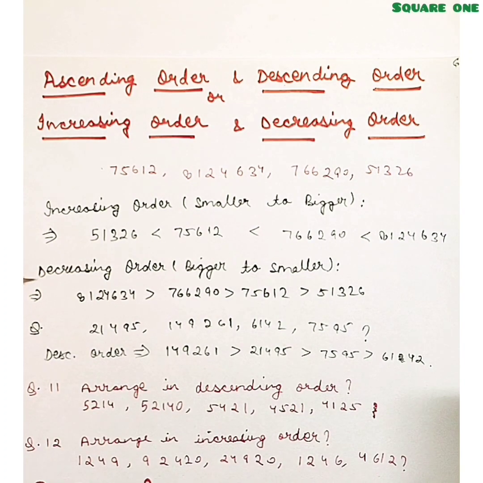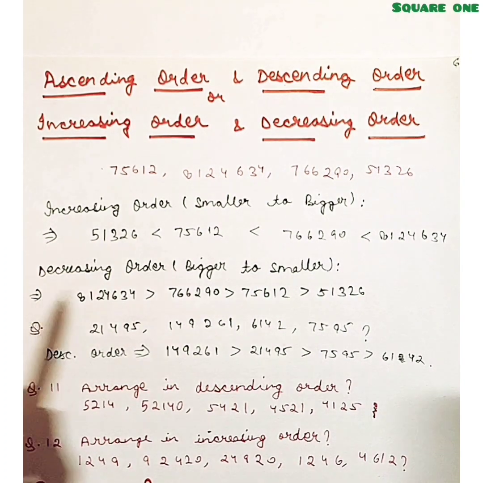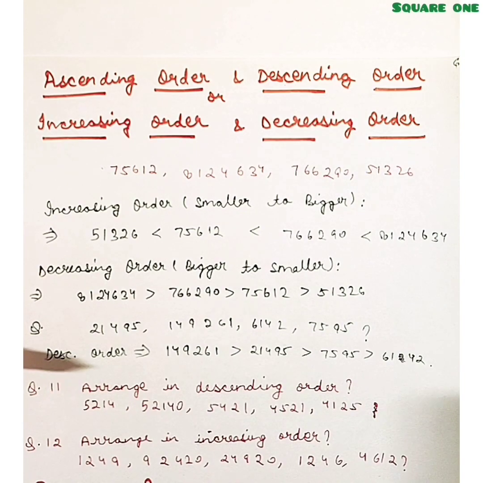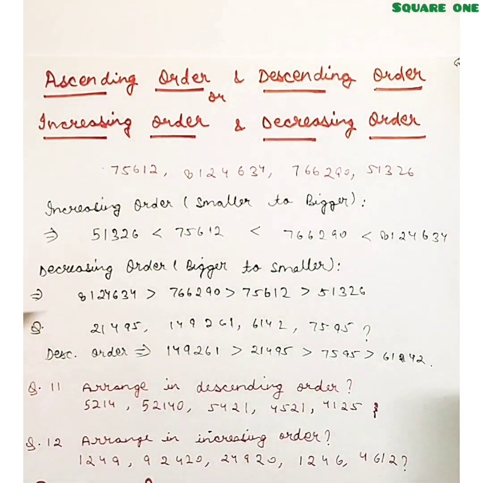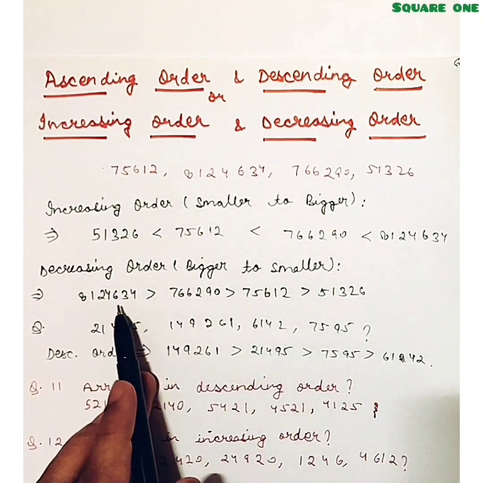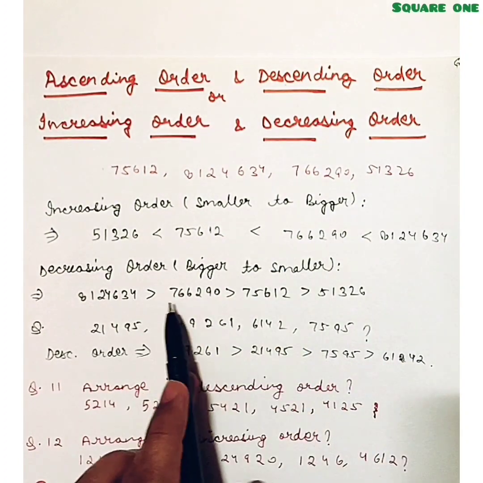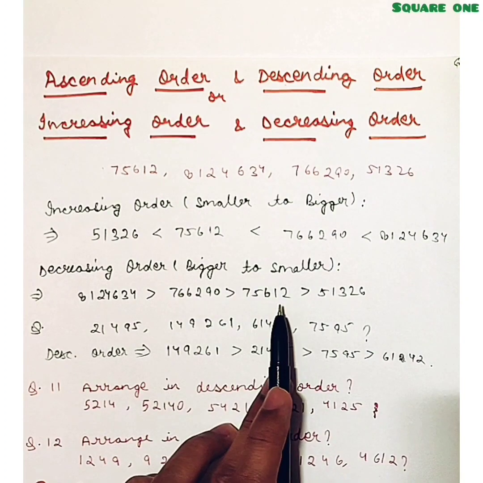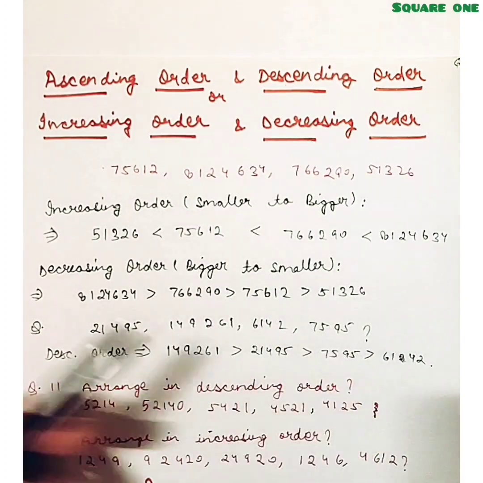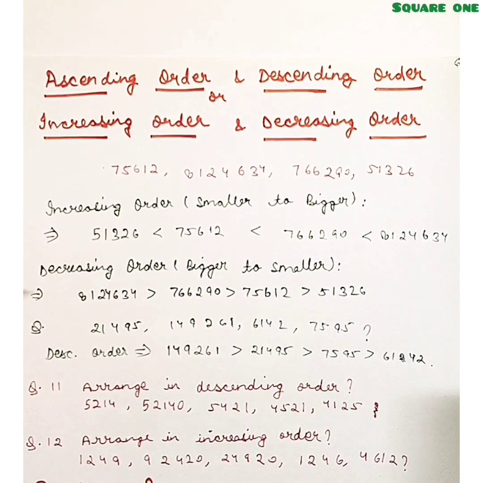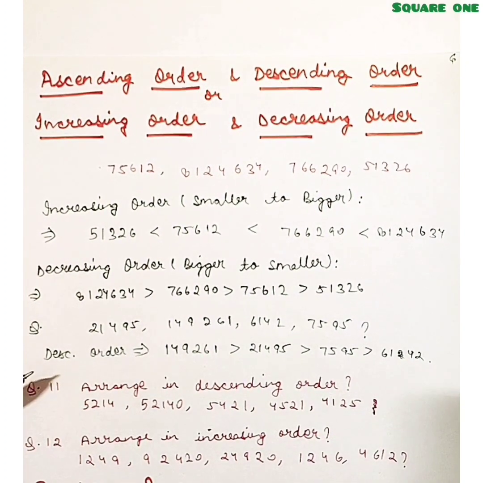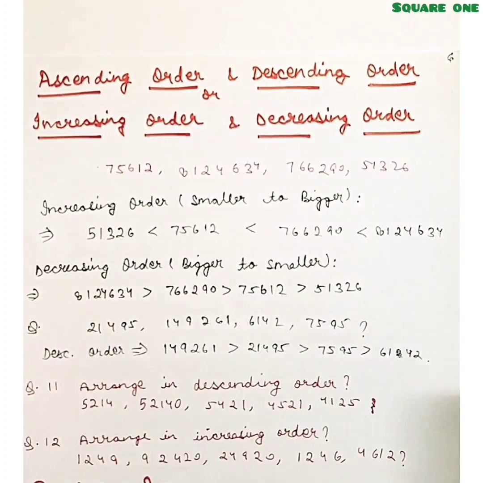Now decreasing order is simply the opposite of increasing order. In this, the numbers are arranged from bigger to smaller. So the biggest number was 812464. The next biggest number was 766290. The number smaller than this is 75612 and the smallest is 51326. So this is how we arrange numbers in increasing order and decreasing order. We have seen that both these orders are just opposite of each other.